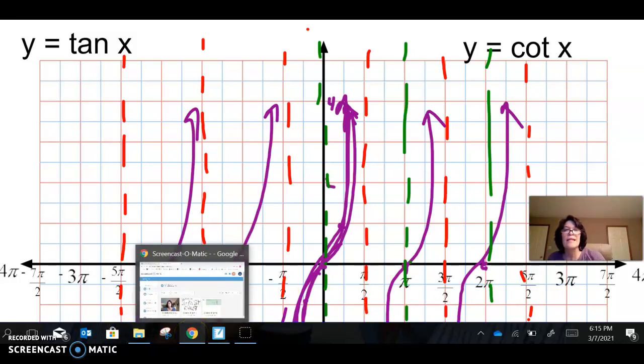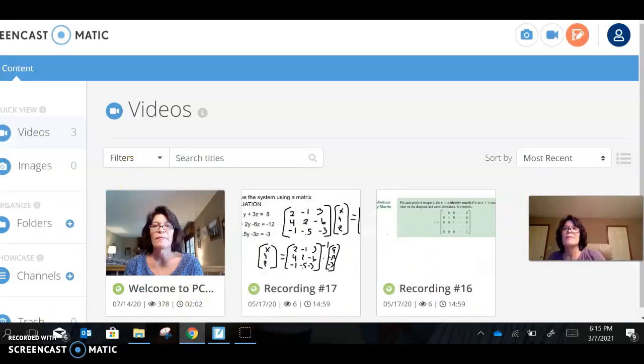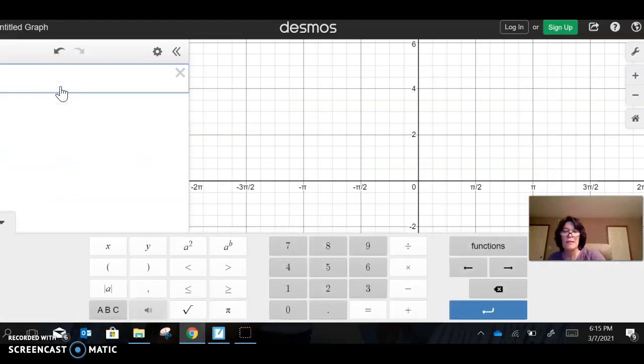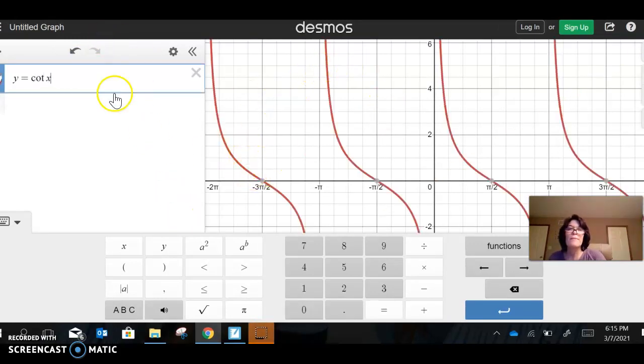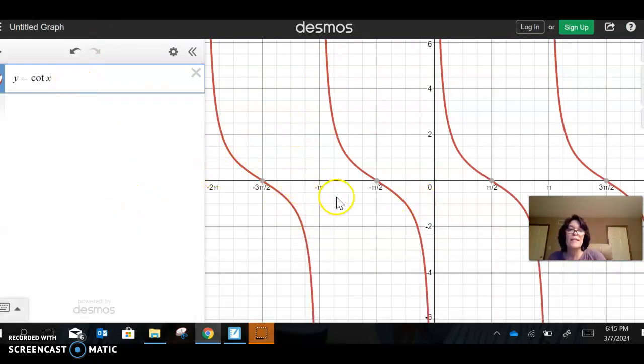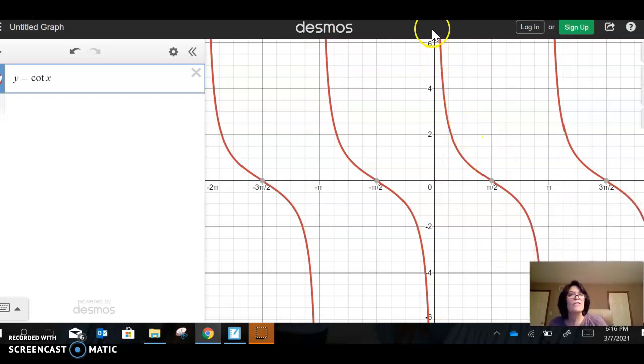I'm going to graph it on Desmos instead. Let's pull that up here. I'm going to type in y equals cotangent of x. It's not showing me the vertical asymptotes, but I can see I'm right here at negative pi, at 0, at pi. Notice that instead of looking like x cubed and an increasing function, cotangent is decreasing between the asymptotes.